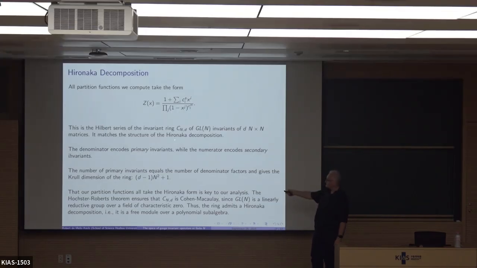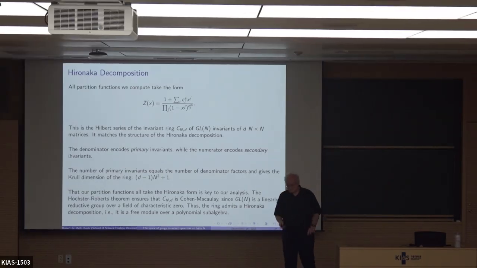What's more, there's a structure of a Hironaka decomposition. Actually, there are Hilbert series that take this form, and the interpretation that I told you, that the top line is just secondary invariants and the bottom line is just primary invariants, that interpretation doesn't hold. So it's not good enough to count and get this form. You actually need this extra structure of the Hironaka decomposition. And the Hironaka decomposition tells you that the denominator encodes primary invariants and the numerator encodes secondary invariants. And that's where this language comes from.